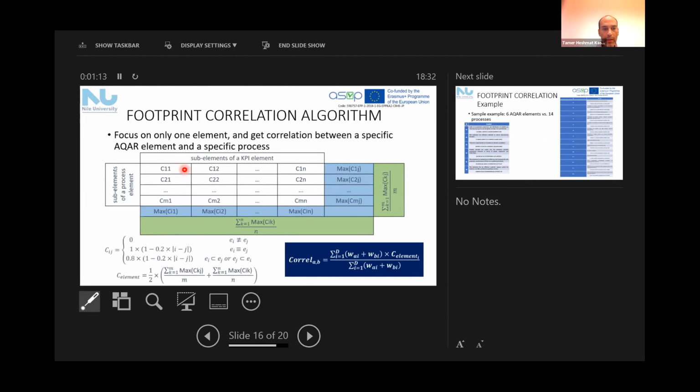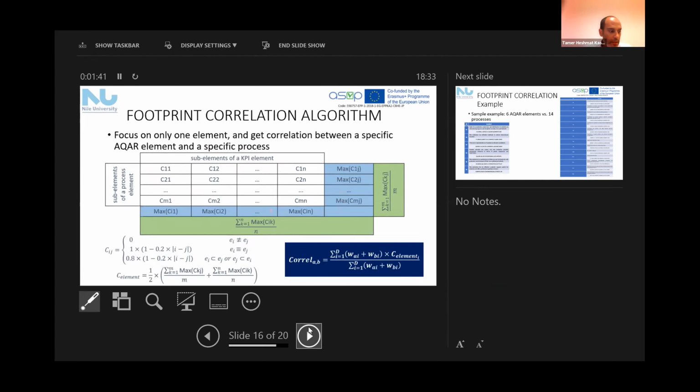Simply, we compare each two elements, and if the two elements are different, then the correlation is zero on the sub-element level, and still we can make some distance between them. And then for this matrix, we can get the maximum for each row and the maximum for each column. And then we get the average of these maximums. And then we can get the overall correlation between two elements.